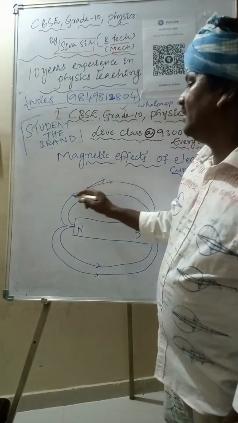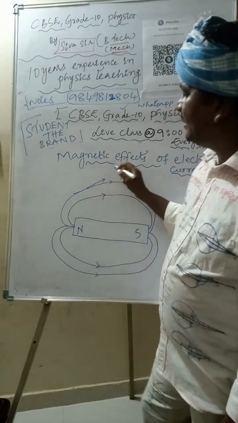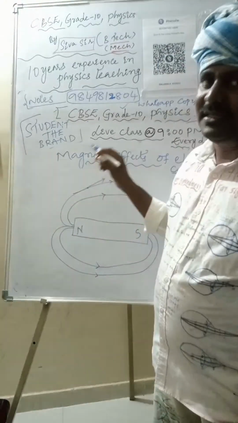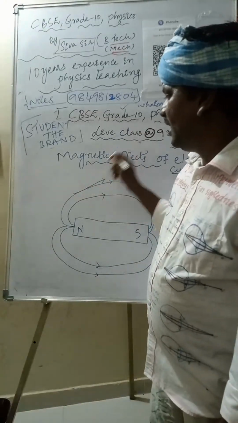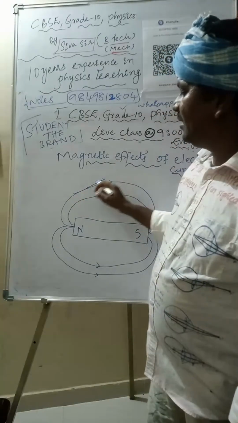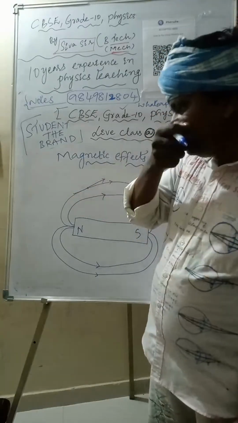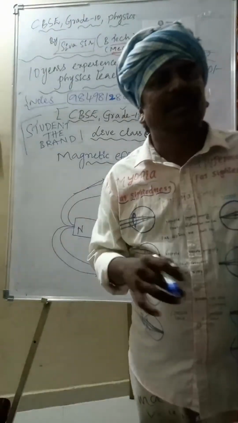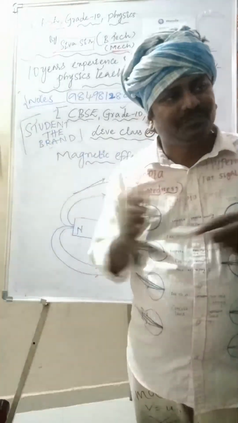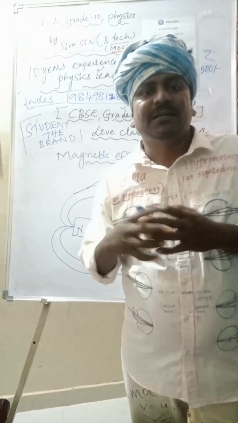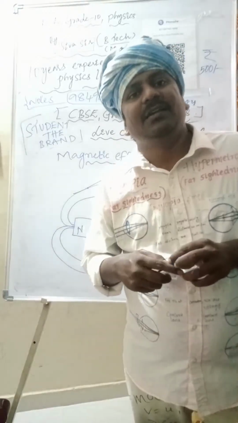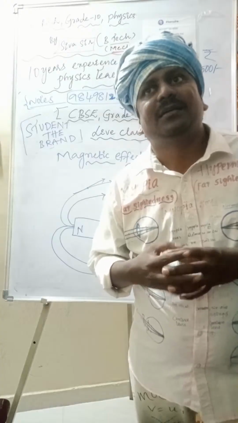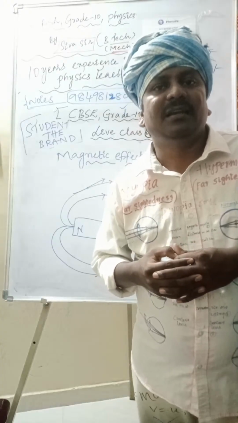If you draw the tangent to the magnetic field line, the magnetic field direction at that point will be identified. At that point, the field line direction will be there. So that is about the magnetic field direction. And coming to the next one, we are going to the current carrying straight conductor.